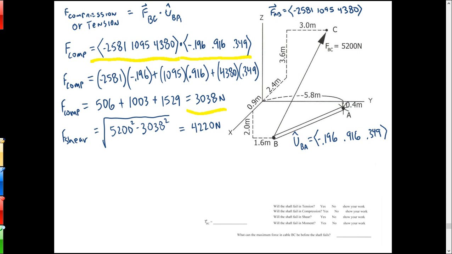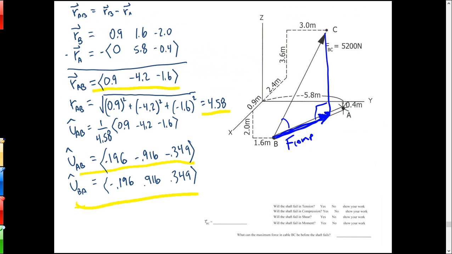Now, had you used the unit vector from A to B, you simply would have got a negative 3,038 newtons, which would be fine. It's not a big deal. No worries there. Okay. So the magnitude of the compression in BA is 3,038 newtons.